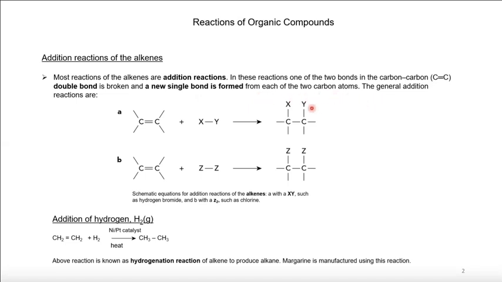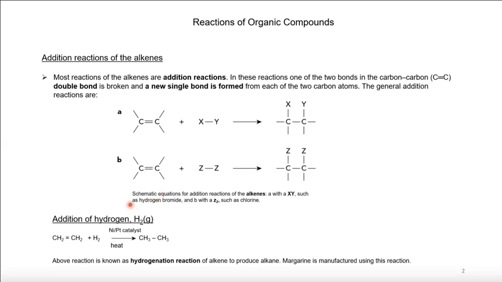In general, we can show this. This is an alkene skeleton. If we react it with a diatomic molecule or a binary molecule, if it is XY, this double bond breaks up and we get X and Y here. If it is Z2, then the double bond breaks up and we get Z and Z. This is a schematic diagram of addition reactions of alkene.